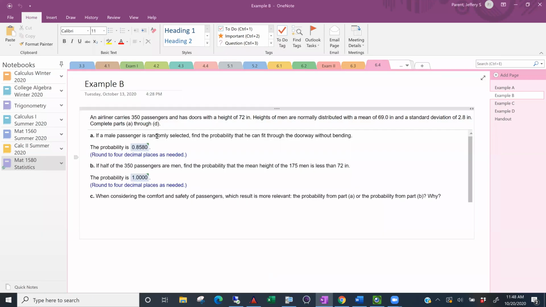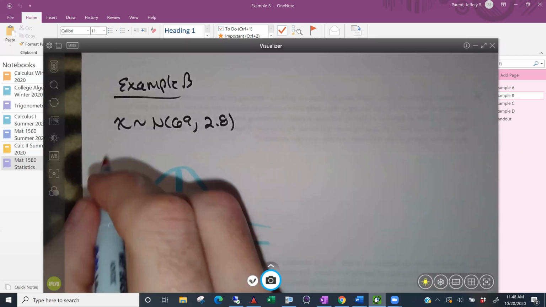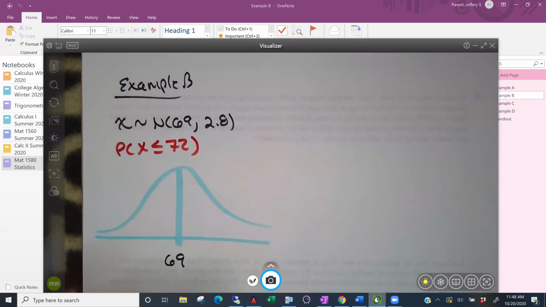If a male passenger is selected at random, find the probability that he can fit through the doorway without bending. That means that that male passenger's height is less than 72. So probability X is less than or equal to 72. That's what we're looking for.